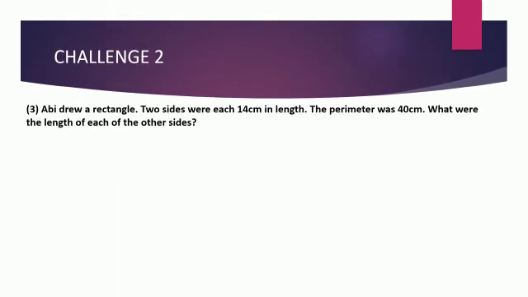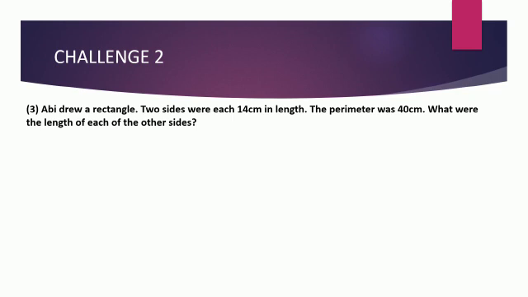word problem number 3. Abi drew a rectangle. Two sides were each 14 centimeter in length. The perimeter was 40 centimeter. What was the length of each of the other sides? Now you have to focus on the statement of the question.